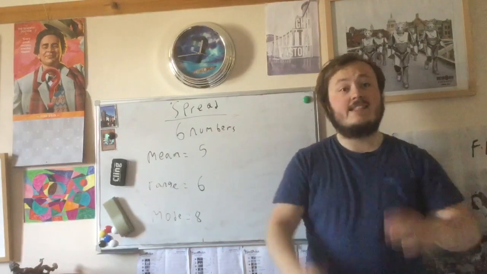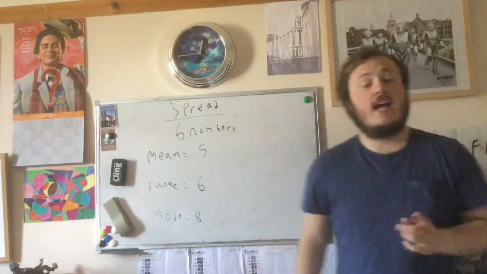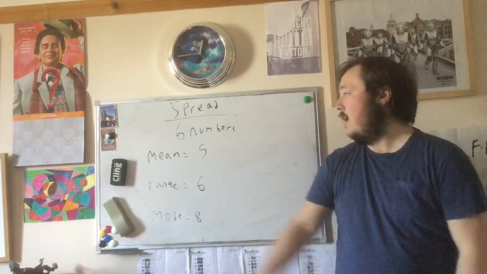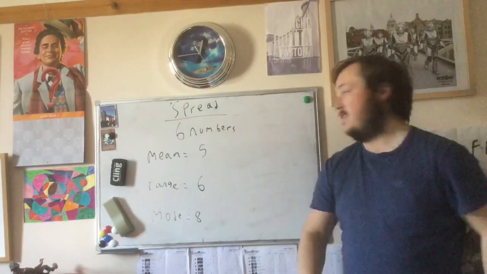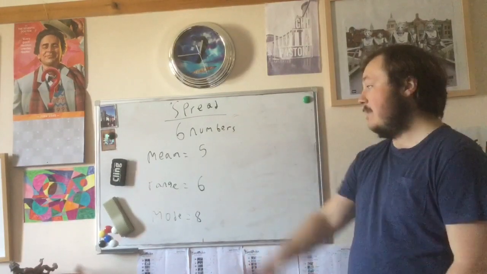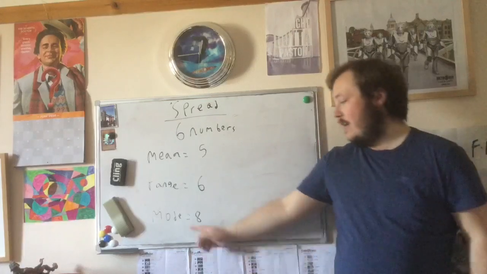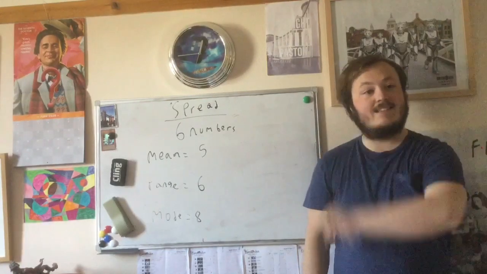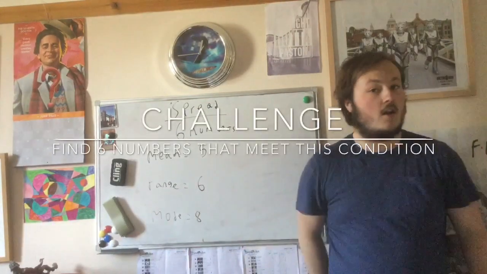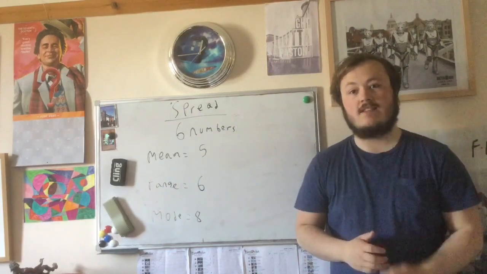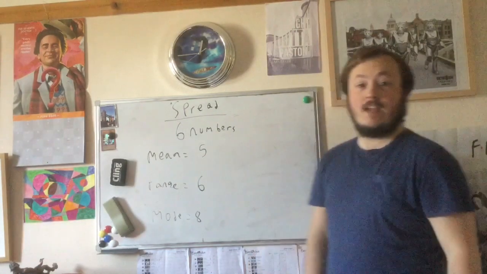Like yesterday's challenge, here is your challenge for today. I want you to give me a set of 6 numbers. In these 6 numbers, they have to have a mean of 5, a range of 6, and a mode of 8. What's it going to look like? How are we going to do it? Good luck. I'm looking forward to seeing what you've worked out.